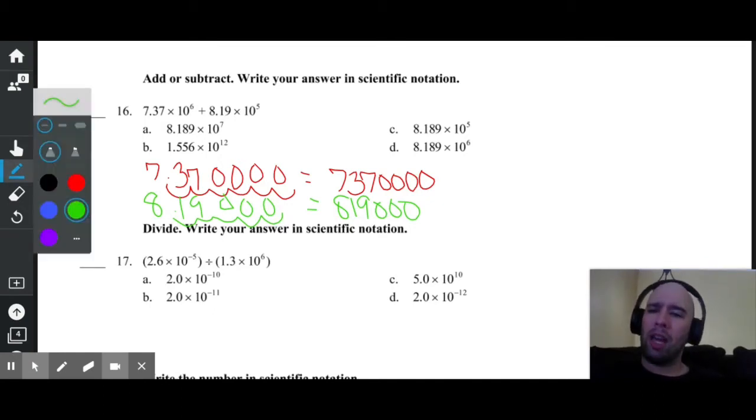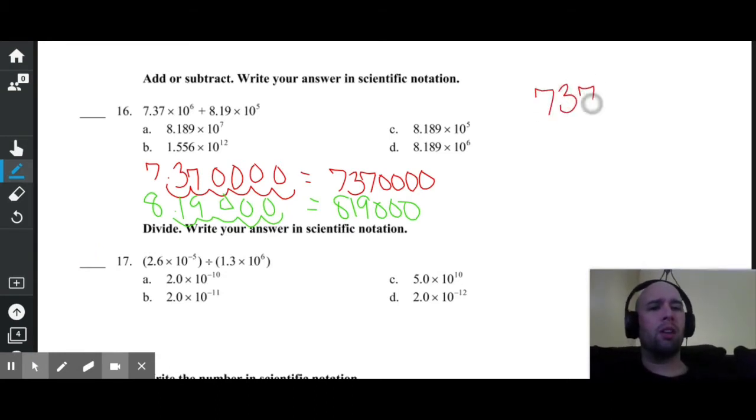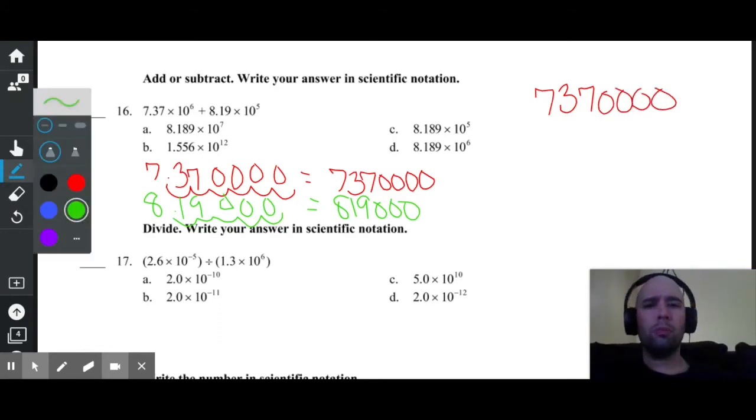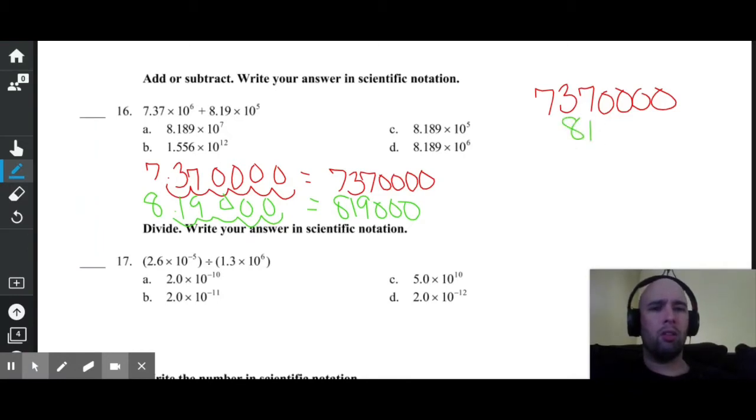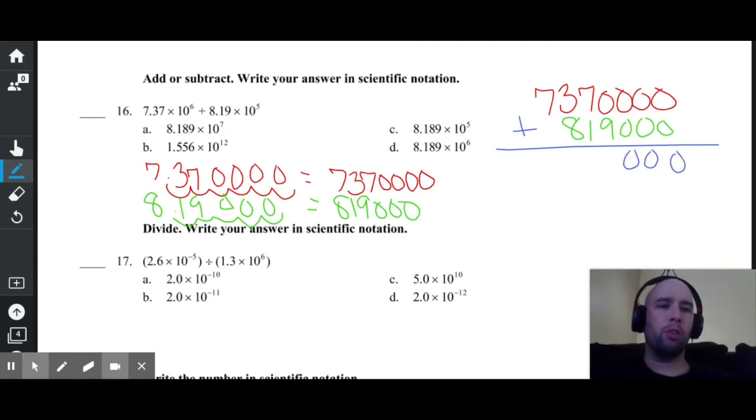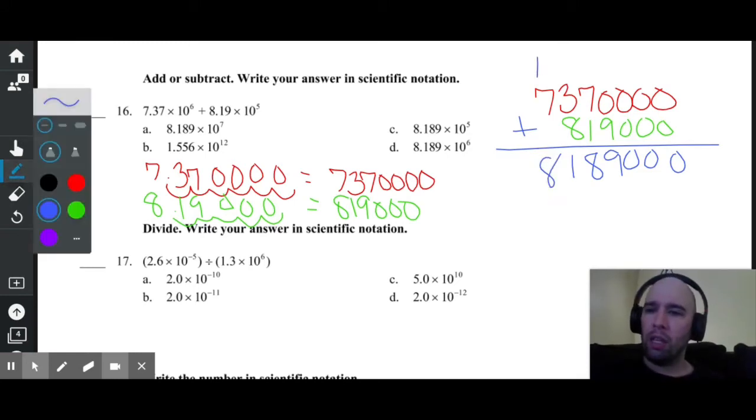I am being asked to add them, so I'm going to add them without the use of a calculator. 737,000. I realize you can do all of this in a calculator, but like I said, I don't have one. So I'm going to add them. 0 plus 0 is 0. 0 plus 0 is 0. 0 plus 0 is 0. 0 plus 9 is 9. 7 plus 1 is 8. 3 plus 8 is 11. Carry the 1, 8.